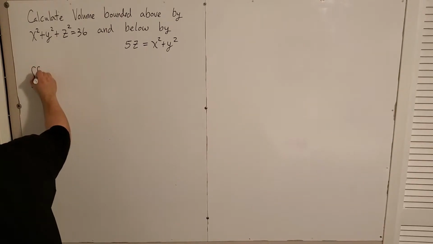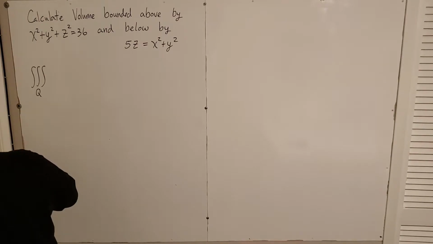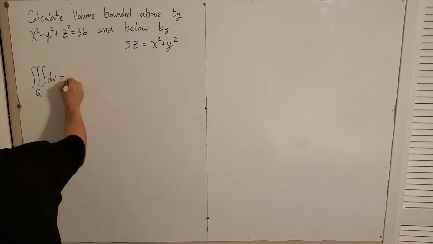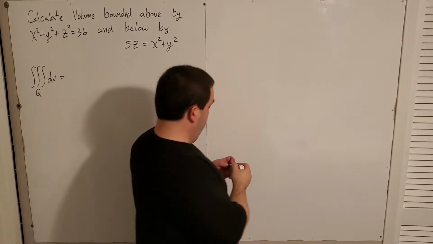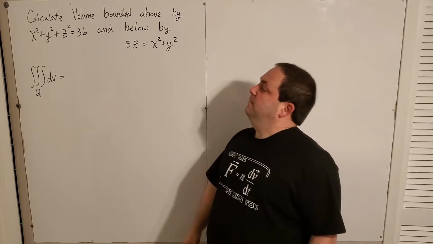Let's go ahead and write that down and remind ourselves: over whatever region in 3-space Q is, dV, right? That's what we're going to be doing. Okay, so let's talk about what this is for a second.